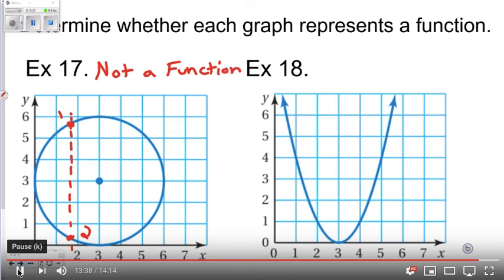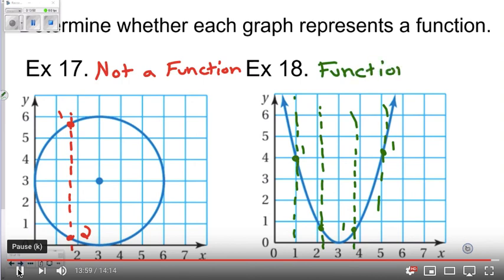And then our last one is example 18. We draw in our vertical line here. It only touches it one time. Our second vertical line only touches the graph once. Third one, once. And this last one also touches it once. So each vertical line only touched the graph once, so this is a function.